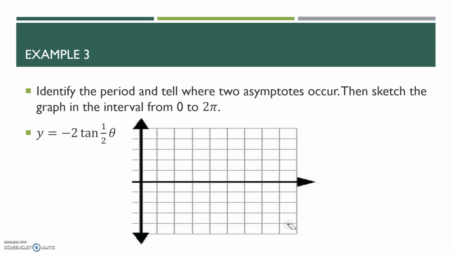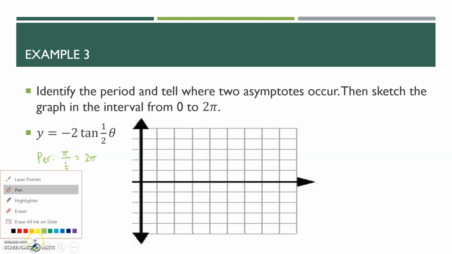All right, so find the period. So that would be pi over b, which is 1/2. So that means it's actually going to be 2 pi. Because remember, if I divide by a fraction, multiply by the reciprocal.